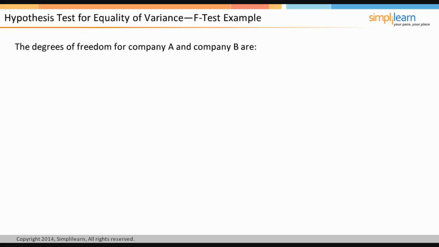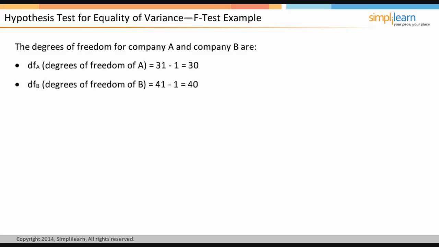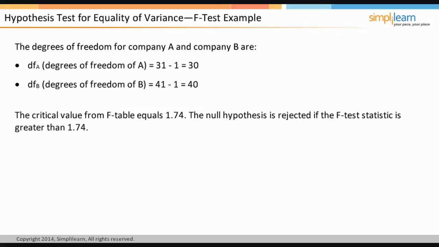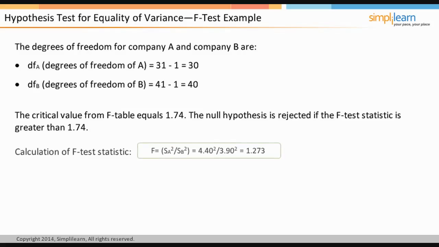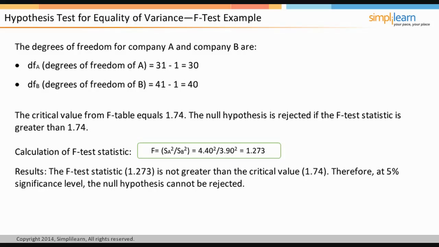Let us look at the F-test example of hypothesis test for equality of variance in this screen. The degrees of freedom for Company A and Company B are 30 and 40 respectively. The critical value from the F table equals 1.74. The null hypothesis is rejected if the F-test statistic is greater than 1.74. The calculated value of the F-test statistic is 1.273, and therefore, at the 5% significance level, the null hypothesis cannot be rejected. The next screen will focus on hypothesis tests, F-tests for independent groups.